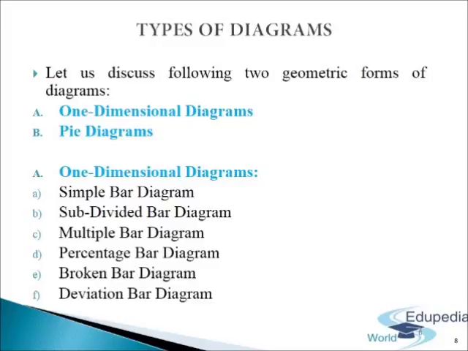They are called one-dimensional because the height of the bar is of scale significance and not the width of the bar. Following are the various types of bar diagrams: simple bar diagram, subdivided bar diagram, multiple bar diagram, percentage bar diagram, broken bar diagram, and deviation bar diagram.